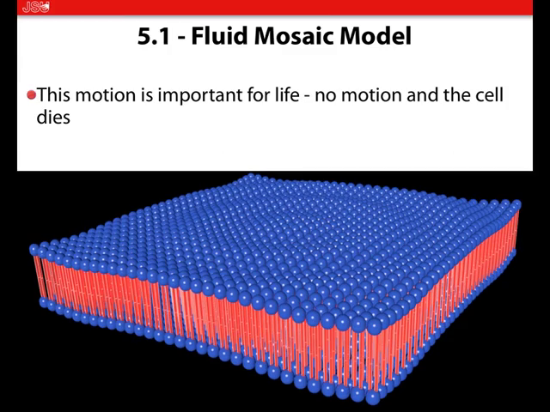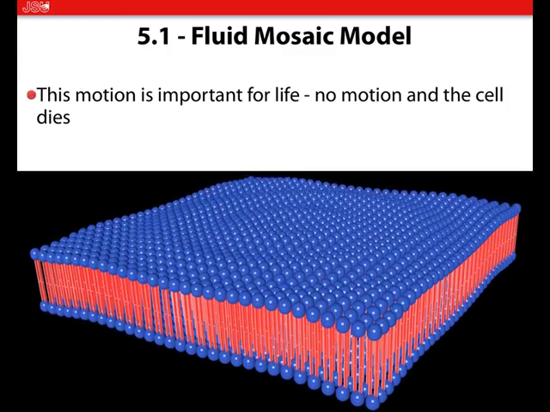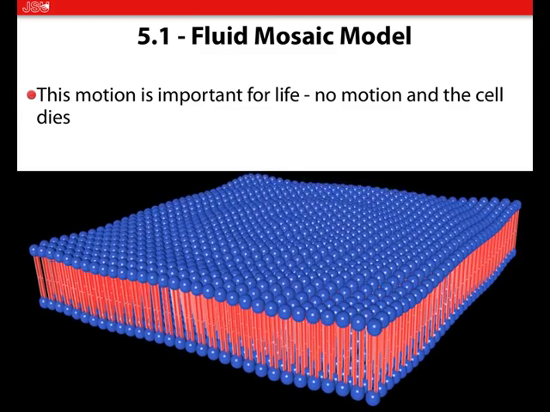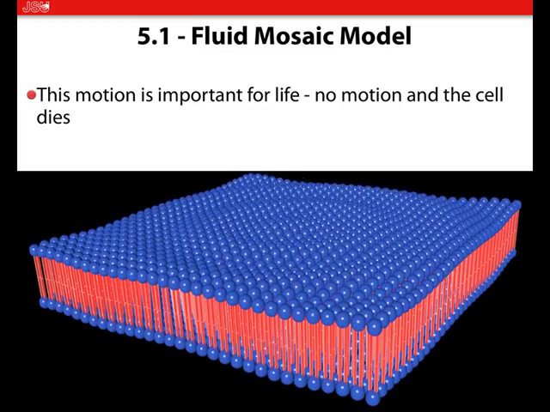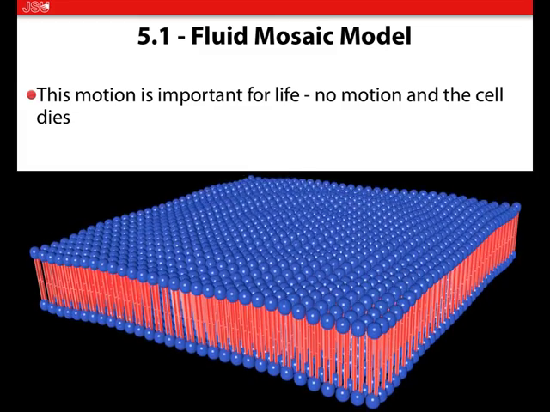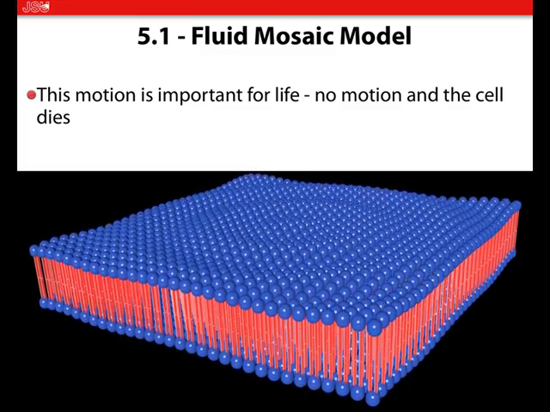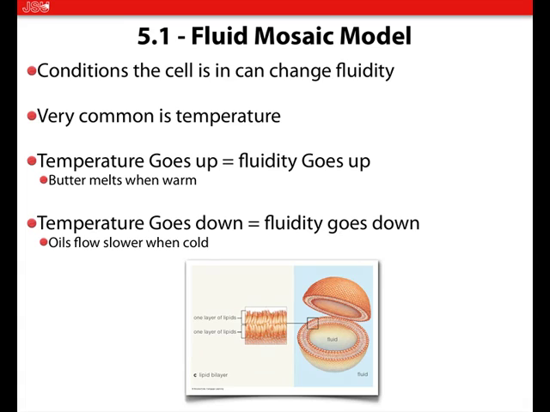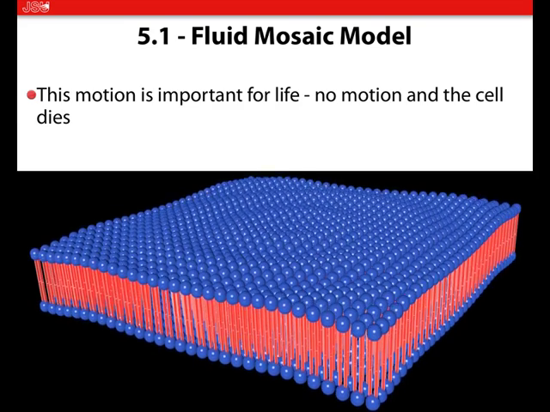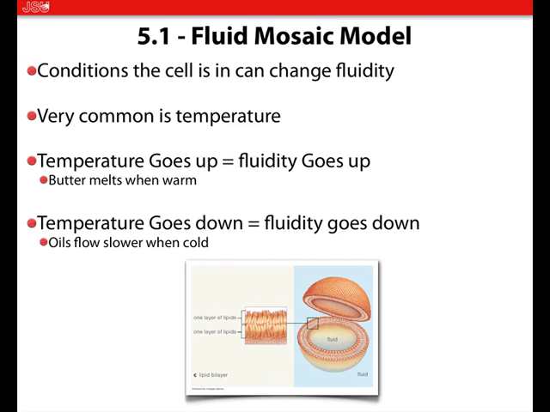Okay? And this motion is important for life. If we don't have this motion, the cell dies. Okay? Proteins don't come together. Things cannot leave and enter through the membrane. The membrane has to have some degree of motion in order for life to exist. So, couple things here with the fluid mosaic model. Conditions of the cell can change the fluidity. Okay, for example, temperature. As temperature goes up, fluidity goes up.